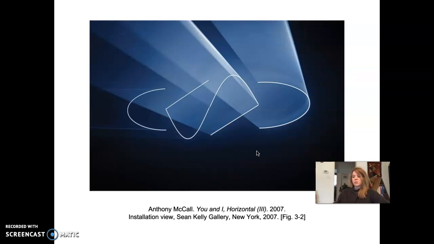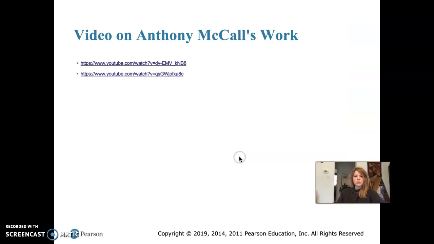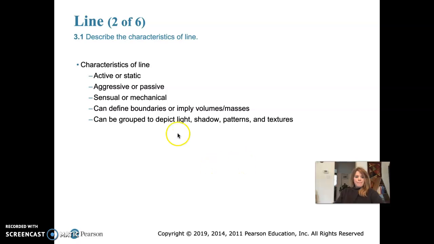So lines can express emotion or indicate direction or define boundaries. It can be used in a lot of different ways. They can be grouped in ways that help depict light and shadow. Lines can produce patterns and textures, so they're really versatile. So we're going to take a look at some of the characteristics: active or static, aggressive or passive, sensual or mechanical. They can define boundaries. They can be grouped, like I said, to depict light, shadow, patterns, and textures.